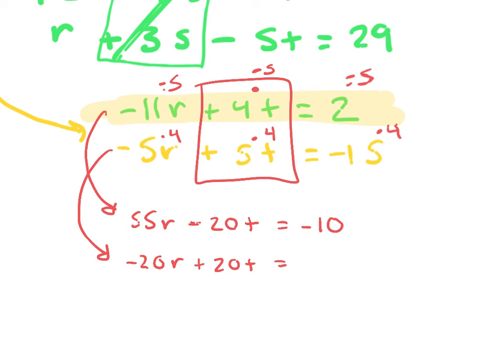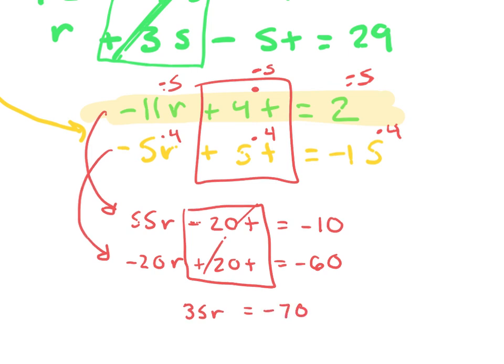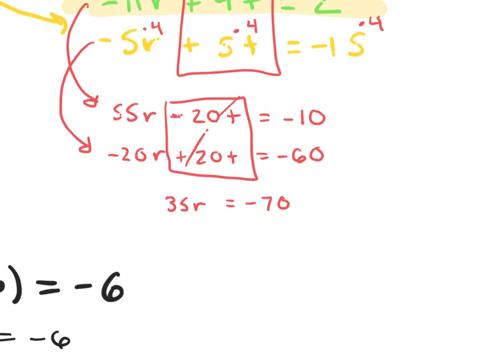Negative 60. Can we combine our two equations now? Yep. So 55r minus 20r would be what? 35r. And negative 10 minus 60? Negative 70. Divide both sides by 35. R is equal to what? Negative 2.